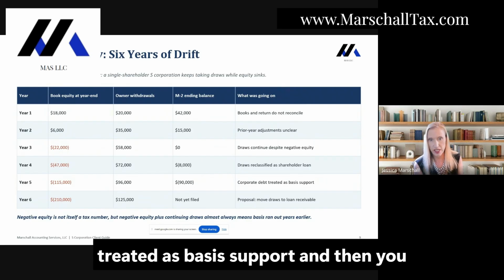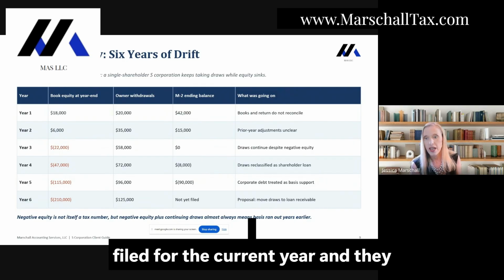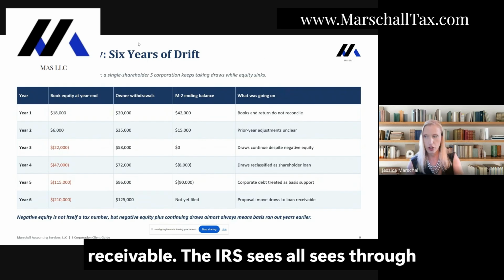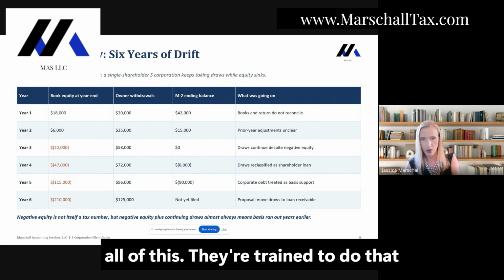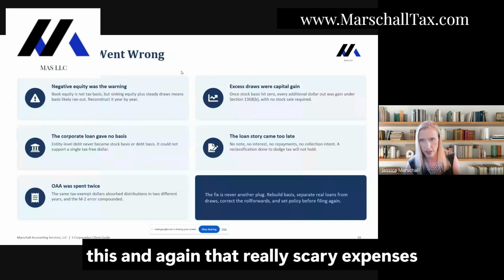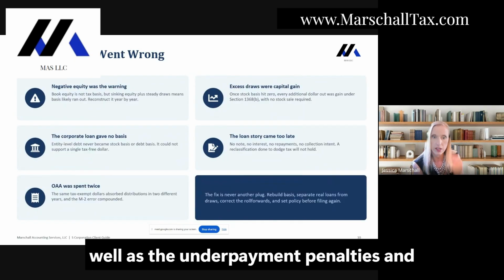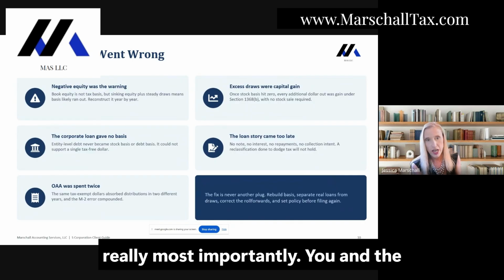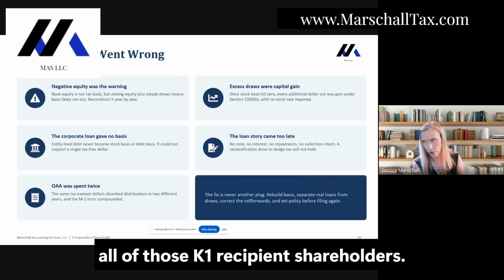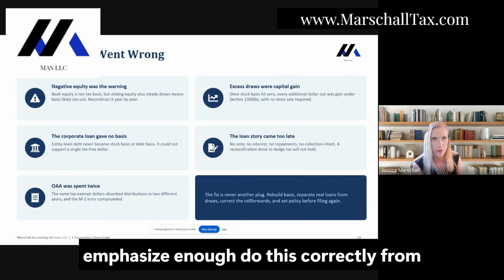And then you see the return that's not yet filed for the current year, and they propose moving the draws to a loan receivable. The IRS sees through all of this. They're trained to do that, and they will just punch a hole in this. And again, the really scary expenses for the CPA, potentially tax attorney, as well as the underpayment penalties. And really, most importantly, you and the entity are then on the IRS's radar, as are all of those K-1 recipient shareholders with their social.